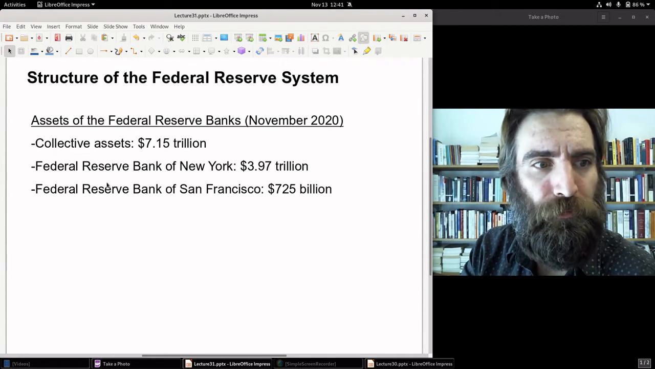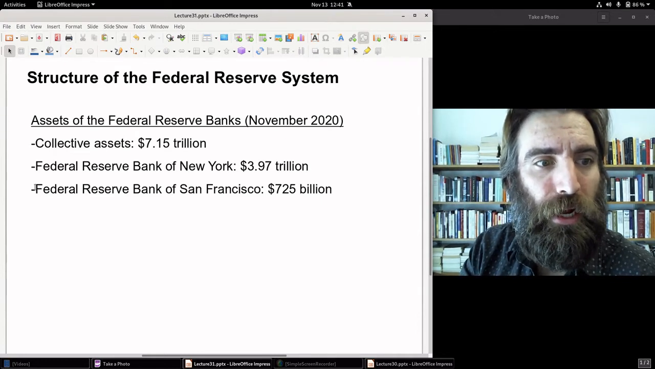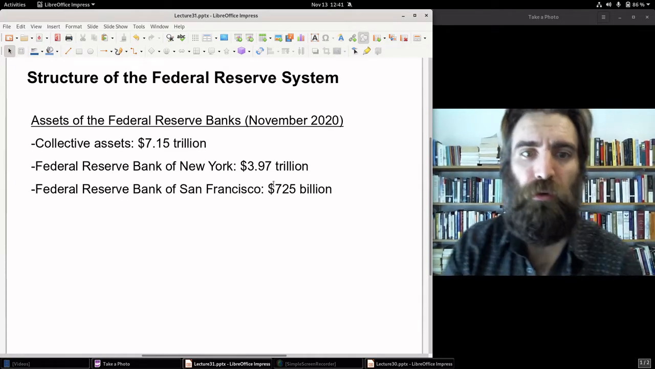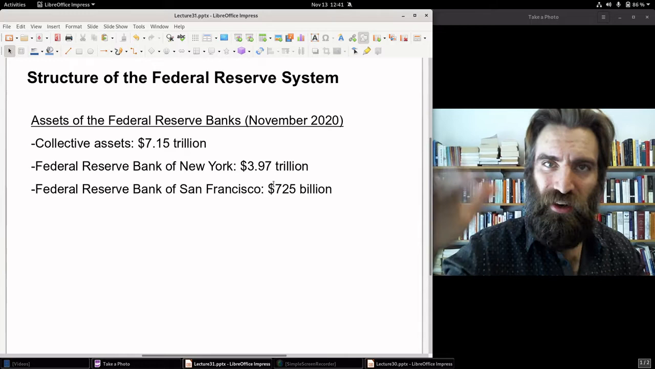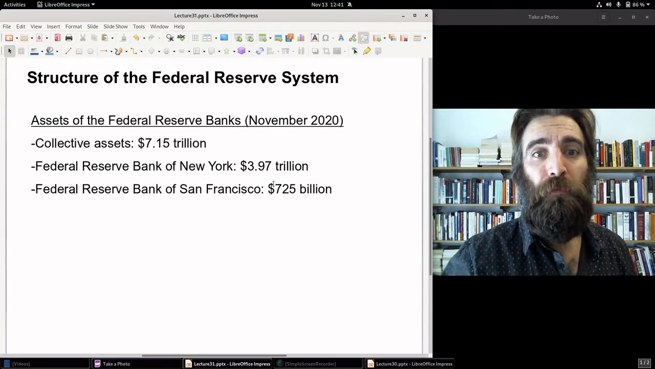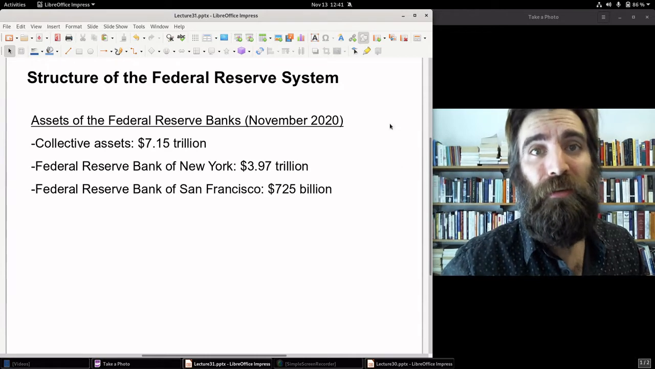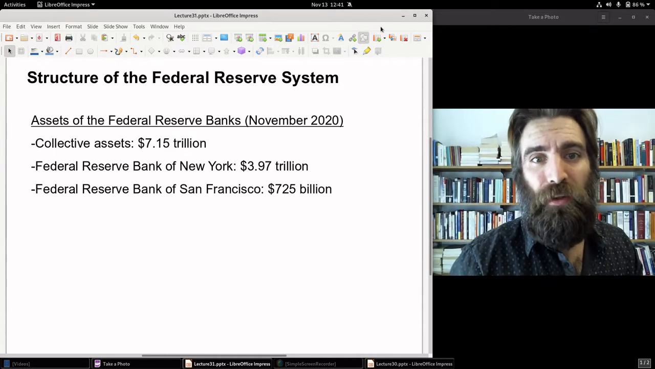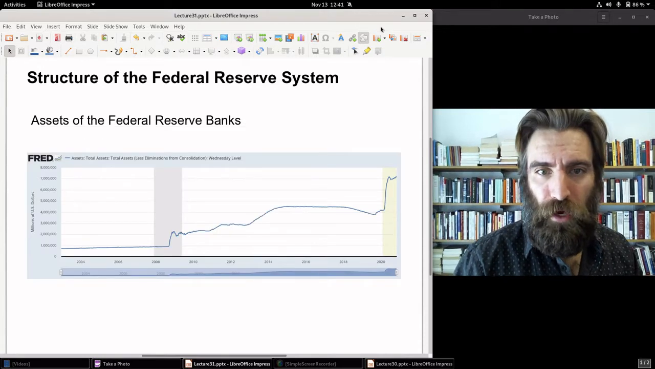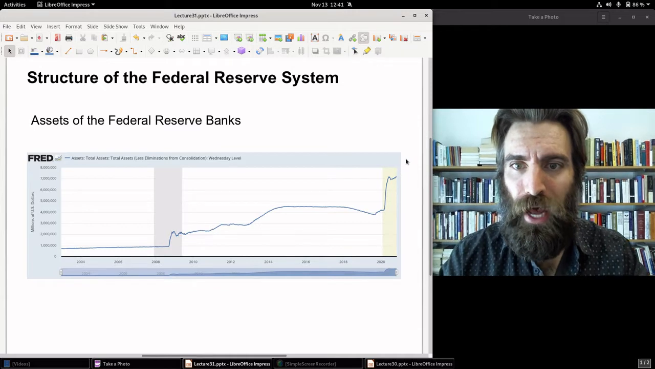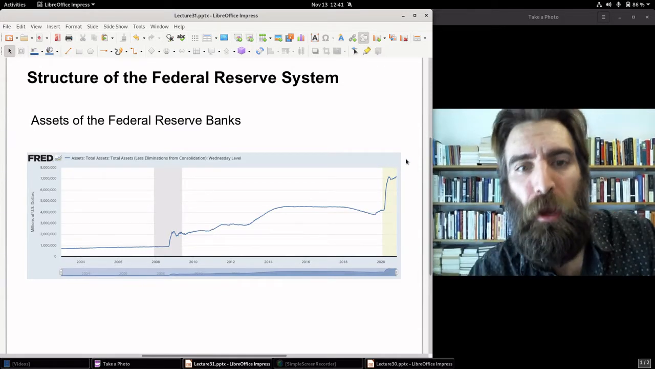Absolutely incredible. And then the Federal Reserve Bank of San Francisco is second place, and they have $725 billion of assets, and then it goes down from there with the other district banks. And actually, the assets of the Federal Reserve System have gone through the roof just this year alone after the coronavirus, the eruption of that whole thing back in March.